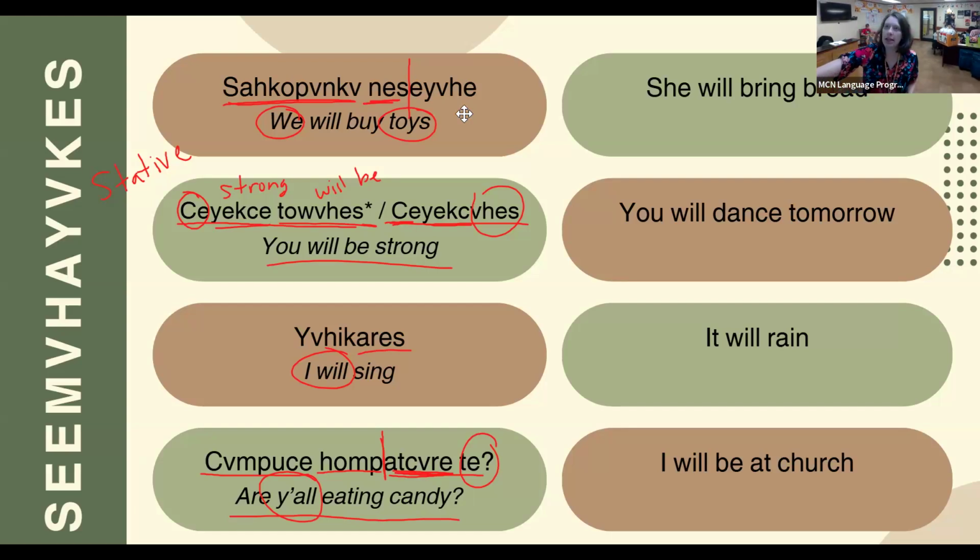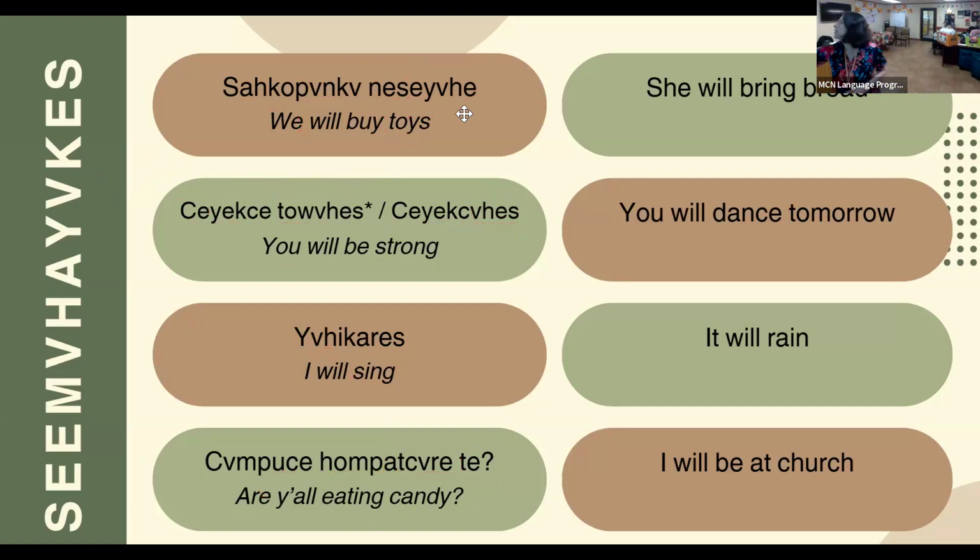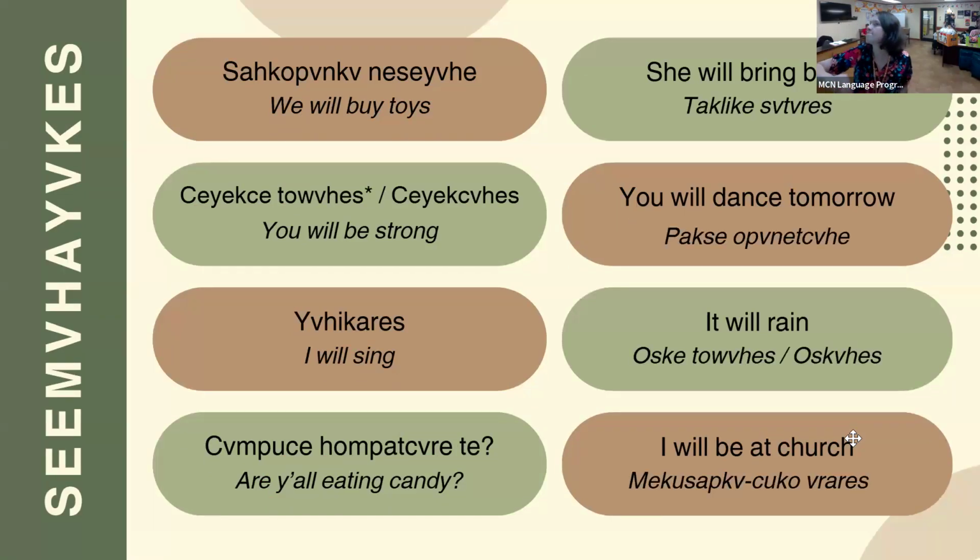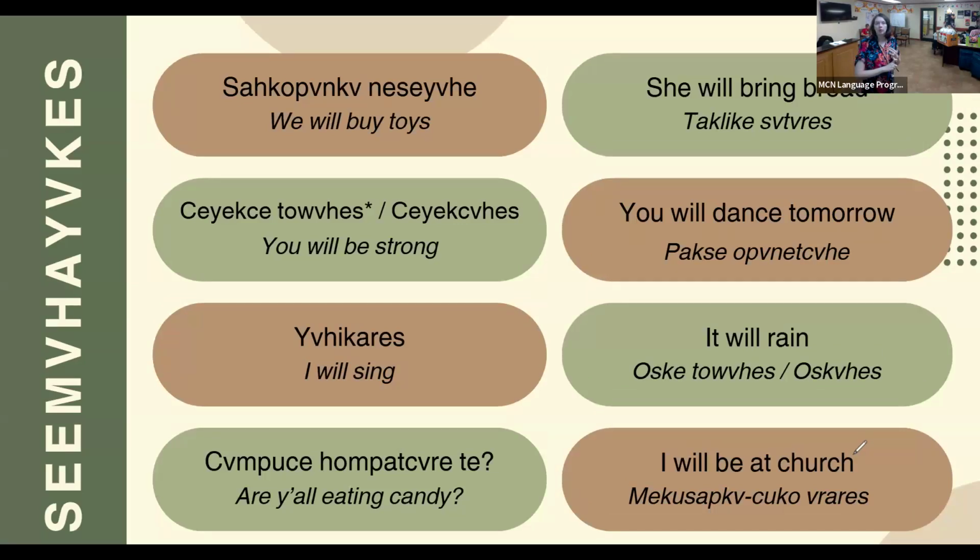Now let's see if you got the English side right as well. She will bring bread, right? We said bread was daklegi, and the verb we're going to use for bring was sadida. So she will. So if we look, we got daklegi, and then sadida.